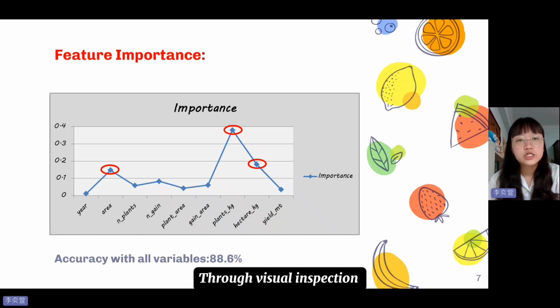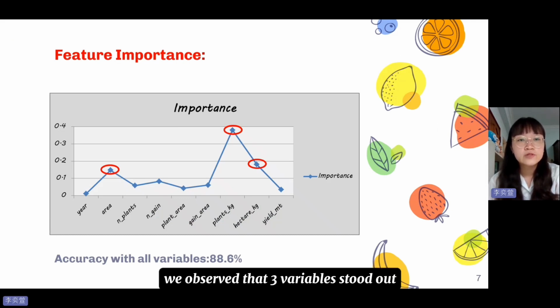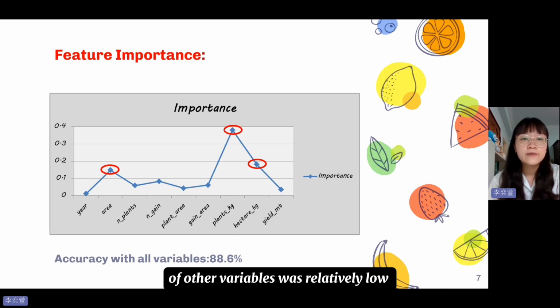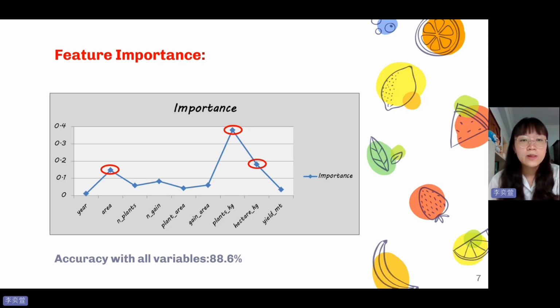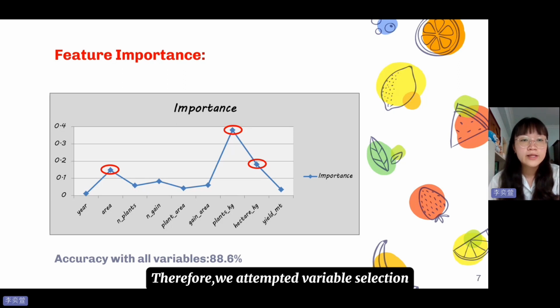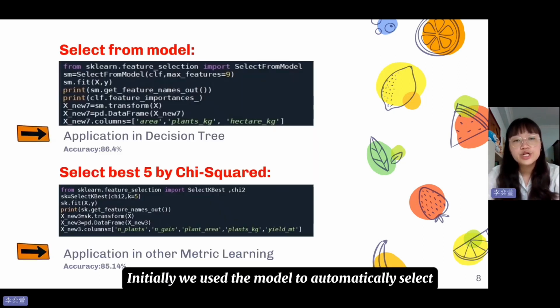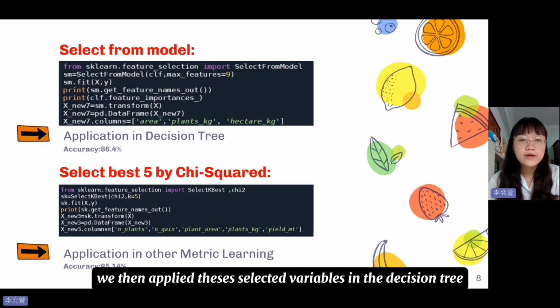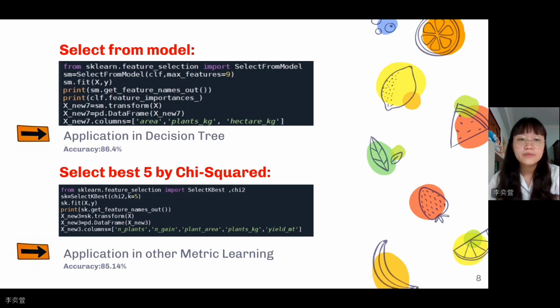Through visual inspection, we observe that 3 variables stood out with high importance: area, plants kg, and hectare kg. Conversely, the importance of other variables was relatively low. Therefore, we attempted variable selection. Initially, we used a model to automatically select 3 variables: area, plants kg, and hectare kg. We then applied these selected variables in the decision tree.